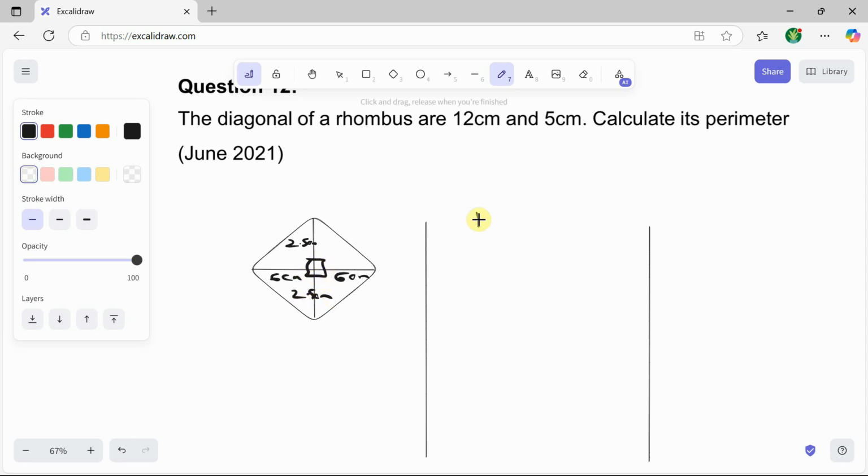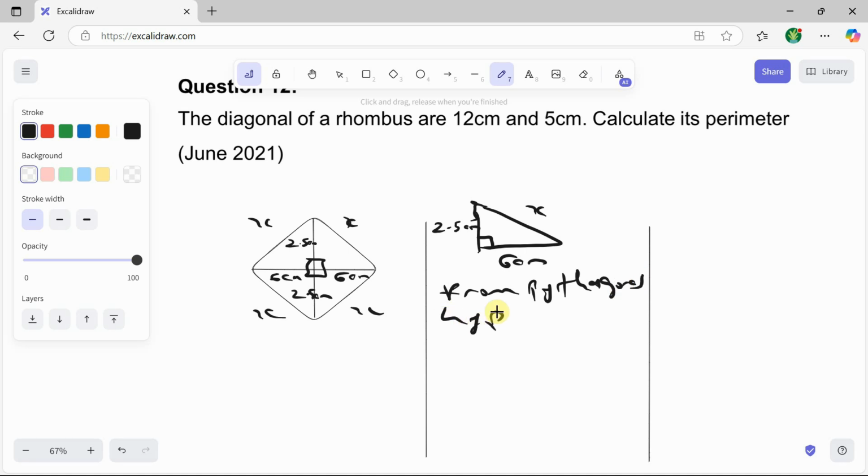So if I take one side, and all the lengths are x, x, x, x, remember in the rhombus all the sides are equal. We checked that before. So these 90 degrees, these are x. This side here is 2.5 centimeters, and this one is 6 centimeters. From Pythagoras, our hypotenuse squared is equal to opposite squared plus adjacent squared, and that would be x squared is equal to 2.5 squared plus 6 squared.